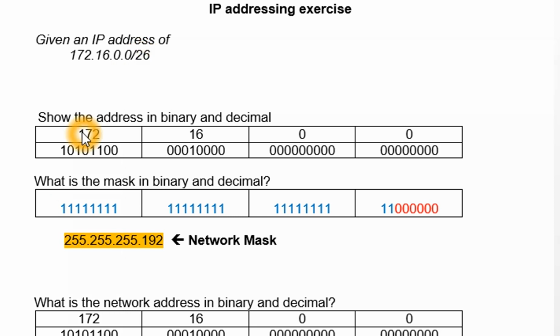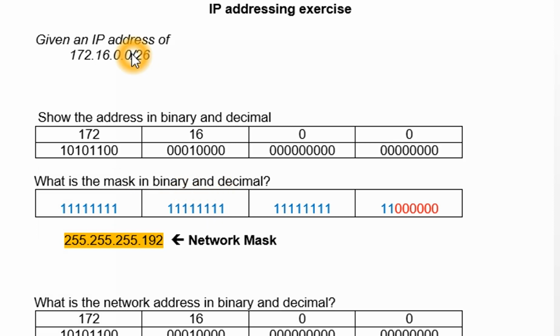Okay, the numbers given here are in decimal, and now to convert to binary, if you don't know how to do that yet, you have to watch the first video, and let's assume you know that, and here it is done. Then the next one says: what is the mask in binary and decimal?